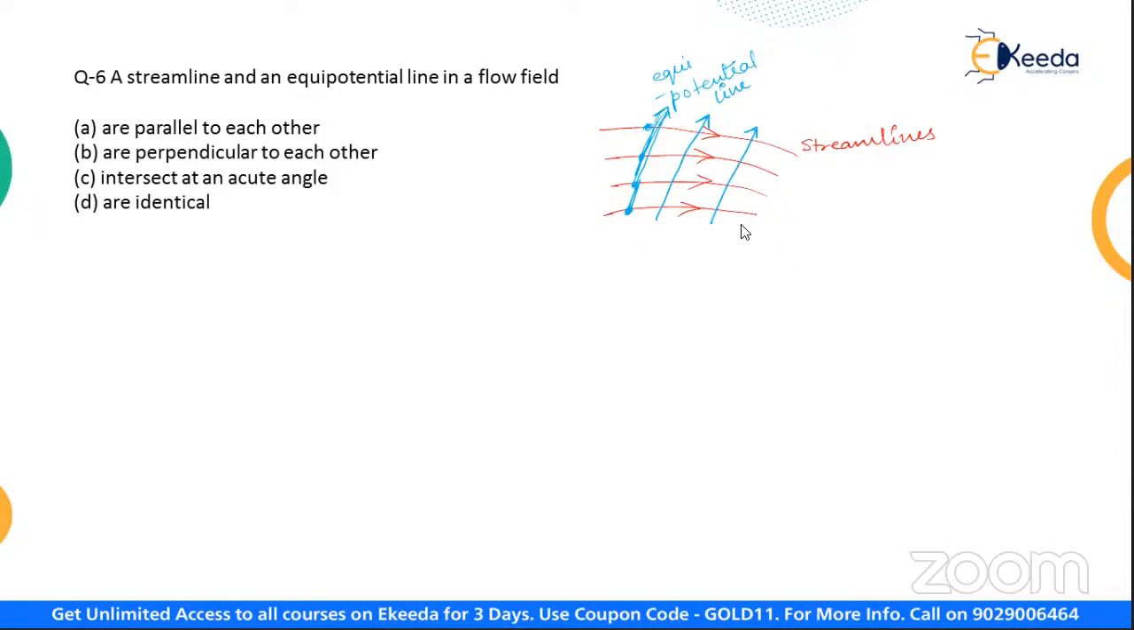The shape which is formed because of the intersection of the streamlines and the equipotential lines is known as the flow net. And these two lines are perpendicular to each other. That means the correct option for question number 6 will be option B.